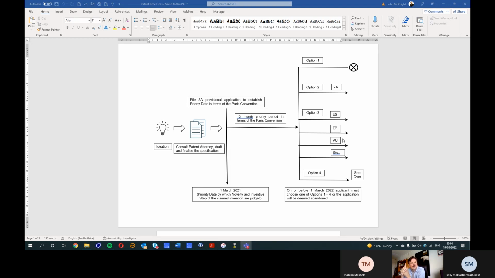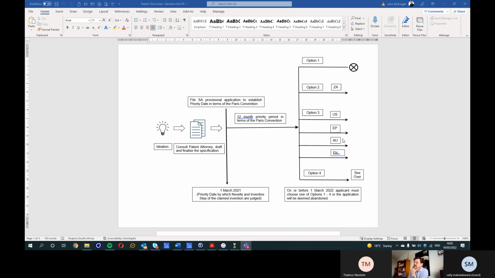This used to be the way that it was really done up until about 1999 in South Africa, which I know seems a long time ago for you guys, but seems like only yesterday for guys like me. But anyway, that was a very popular option. You just used the Paris Convention, you used your 12-month convention period, and then you filed in America.